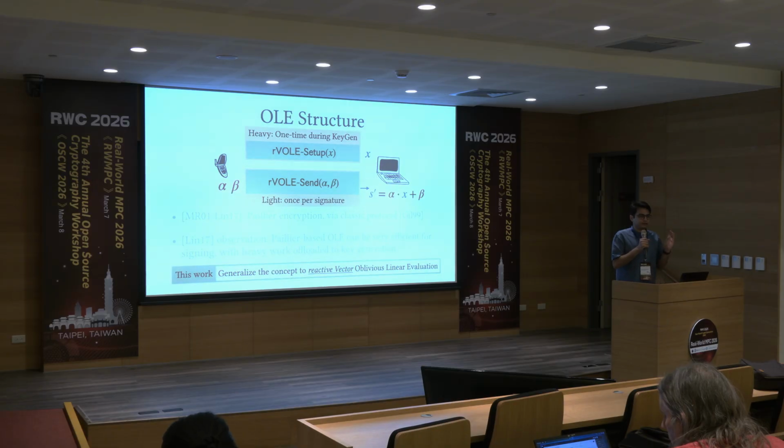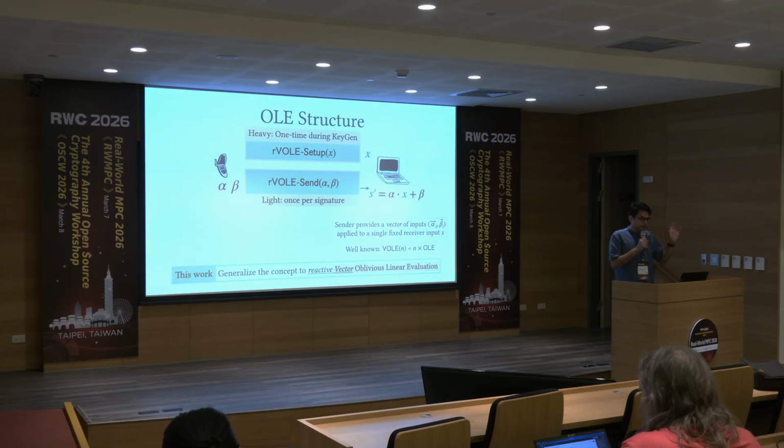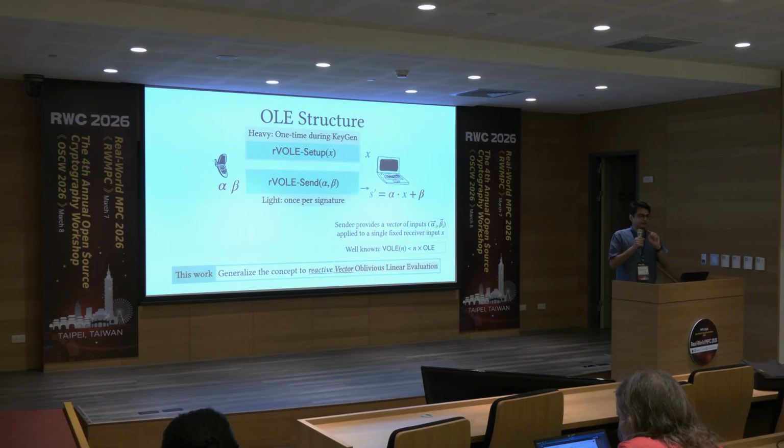Right? The way that Lindell wrote it was very specific to Paillier's encryption scheme. So I'm going to rewrite this using some abstract tools. That is something that we call reactive vector oblivious linear evaluation in this paper. What is this, right? So vector OLE or VOLE is a well-known primitive in the literature. Essentially, it allows a sender to now provide a vector of inputs rather than a single input, and then the receiver has its own input fixed. And it's well known that doing a vector OLE of size n is going to amortize a lot better than doing n individual instances of OLE.